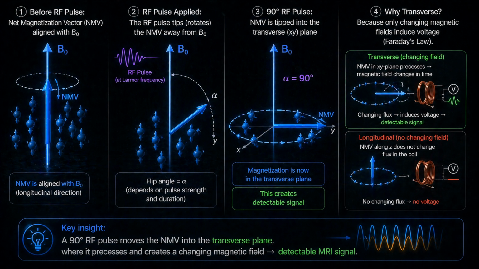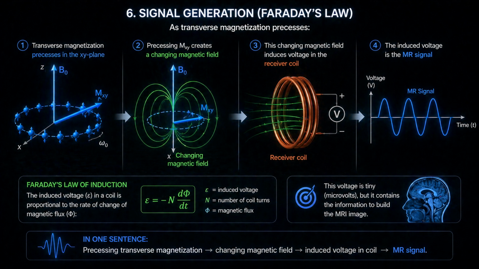Number 5, flip angle and transverse magnetization. The RF pulse causes the NMV to tilt away from B0. 90° pulse, magnetization moves into transverse plane. This creates detectable signal. Number 6, signal generation, Faraday's law. As transverse magnetization precesses, it creates a changing magnetic field. This induces voltage in a receiver coil. This voltage equals MR signal.